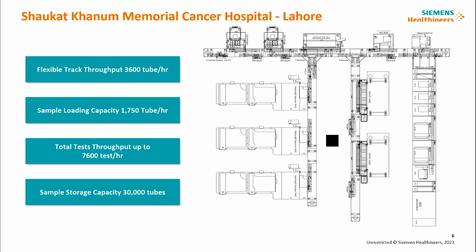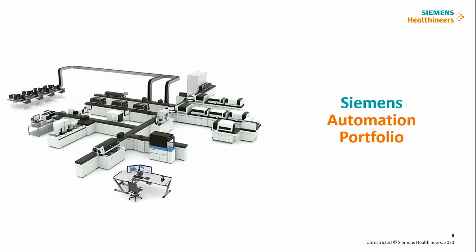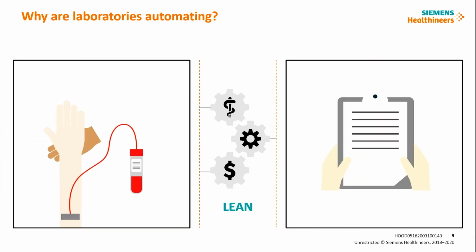And now the automation's capacity for loading samples will be around 1,700 tubes per hour, with a throughput of the analyzer around 7,600 tests per hour, and with a storage capacity of around 30,000 tubes. So behind every success story, there is a lot of effort starting from the customer, our business partner, Hura, as well as Siemens. And here are some pictures from the contract signing of Shaukat Khanum Hospital. So I will talk about the portfolio of Siemens Healthineers, but I will skip these 2 slides due to the time.